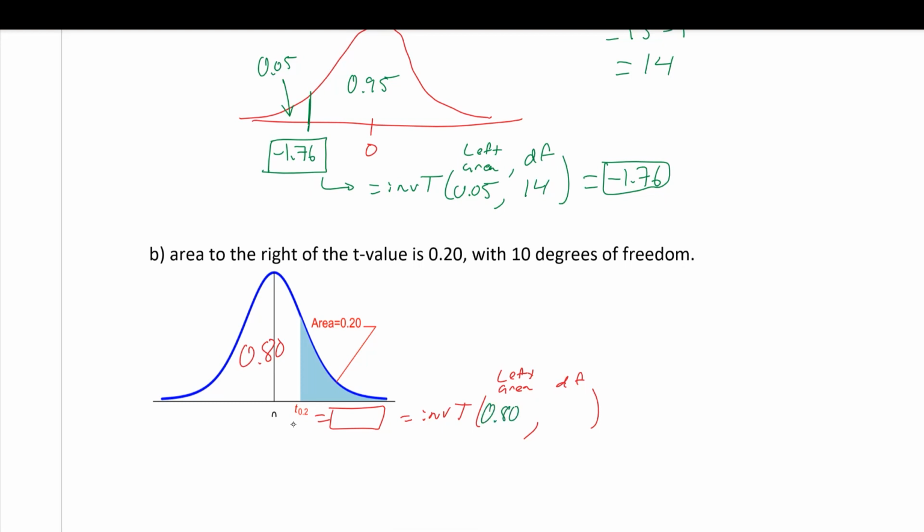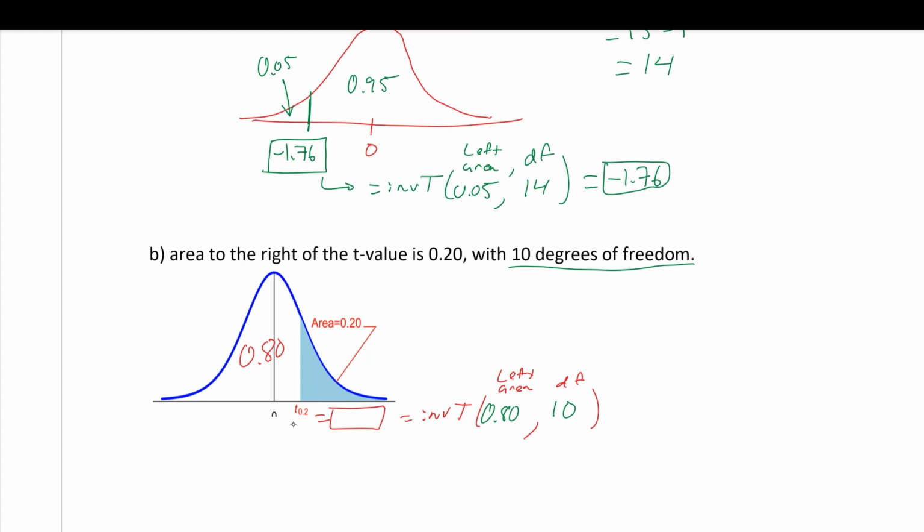0.80. And the degrees of freedom, well, they actually straight up give us the degrees of freedom. We don't have to do any subtraction here. So they just give us 10 to be the degrees of freedom. So sometimes it gave you either the sample size and you have to subtract 1 from that, or they might just give you the degrees of freedom straight up.